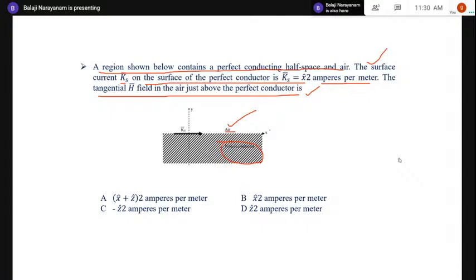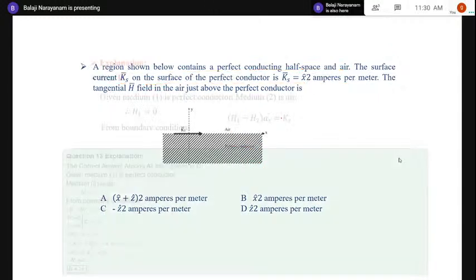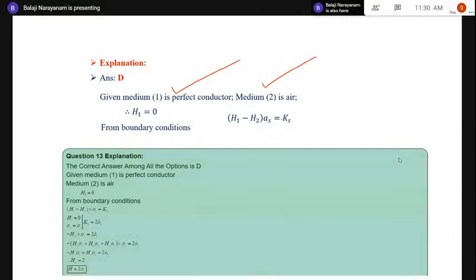When you have two different media, one a perfect conductor medium and another an air medium, it clearly indicates that we need to apply boundary conditions. If you remember, in the previous session we derived the boundary conditions, and we will make use of that concept for solving this particular problem.